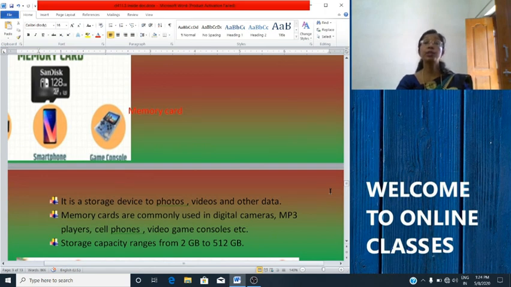Data can be rewritten to a memory card any number of times. You can delete the data once it is full and rewrite with the new data.